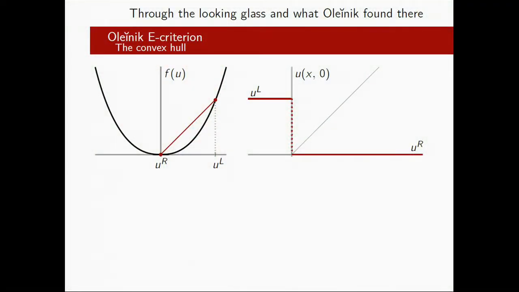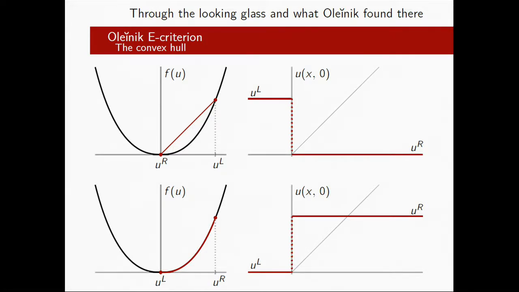Everybody knows the Oleinik criterion. If you have a scalar flux, for example this quadratic, and you have the left state here and the right state here, you take the convex hull from here to here, so you are going to have a line, and from that you have a shock wave. The speed of the shock is given by the inclination of this line. If you do it the other way, with the left state here and the right state here, the convex hull is going to give you this curve, and from this you calculate the rarefaction and the speed. What we see is that these things start to move in time.